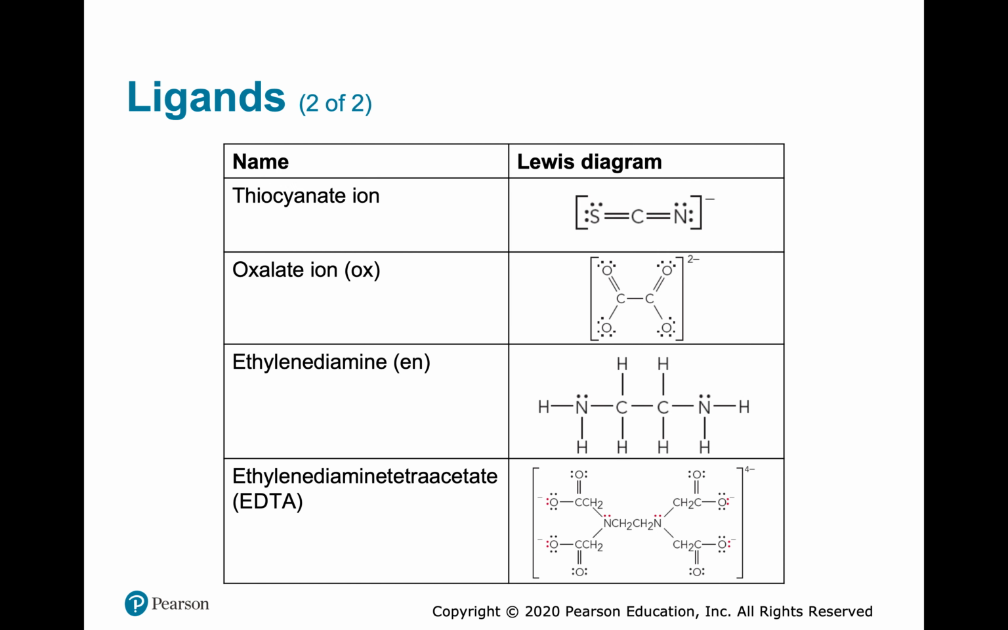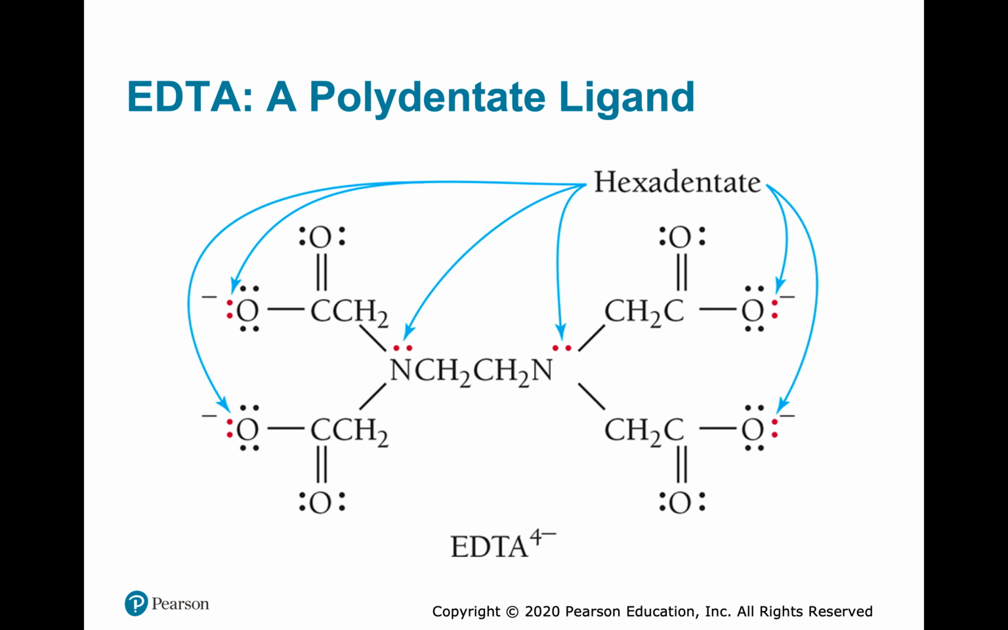And then we have ethylene diamine tetraacetate, commonly known as EDTA. You'll see EDTA written on bottles. There's also ethylene diamine tetraacetic acid, the acid form. It has 6 sites that it can bind through, and this is also known as a chelating agent. Chelate means claw.